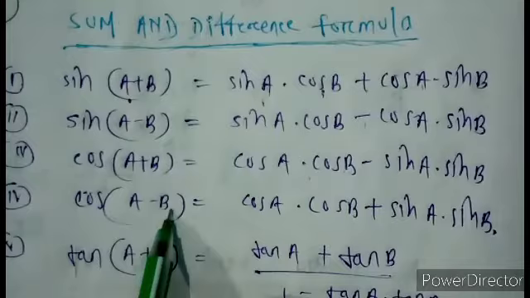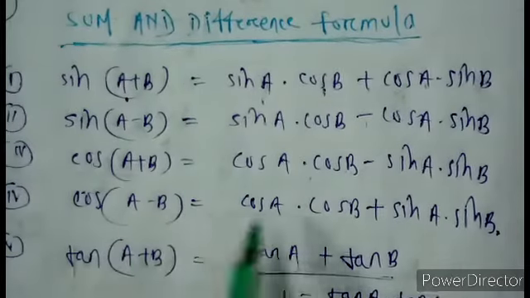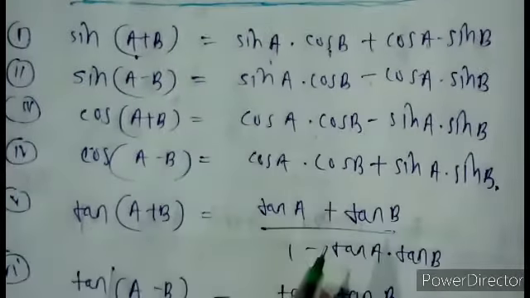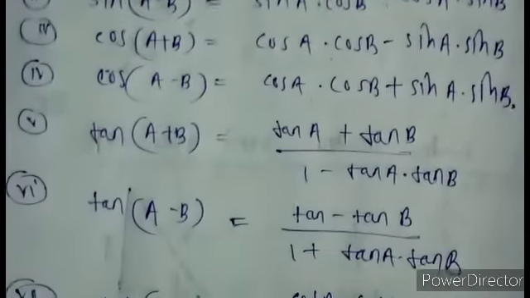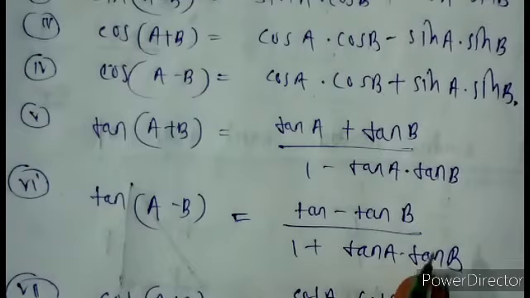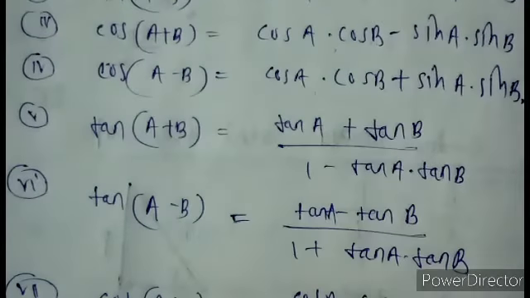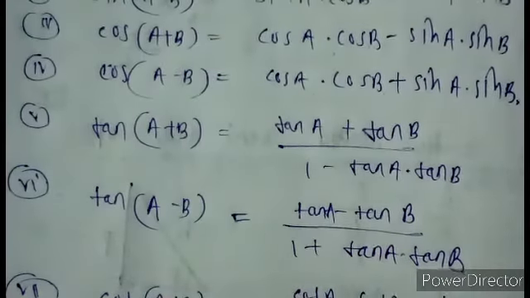Then cos(A−B) is cos A cos B plus sin A sin B. Then tan(A+B) is (tan A plus tan B) upon (1 minus tan A tan B). Then tan(A−B) is (tan A minus tan B) upon (1 plus tan A tan B).